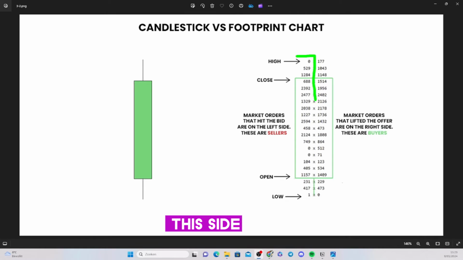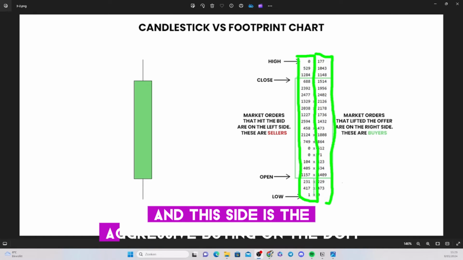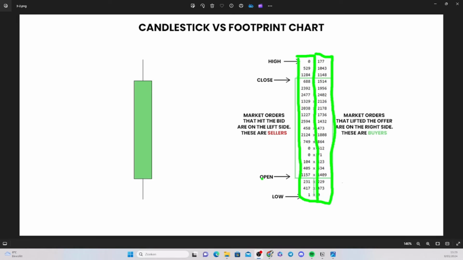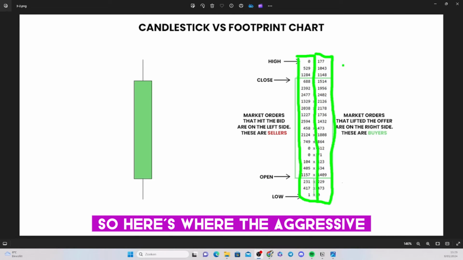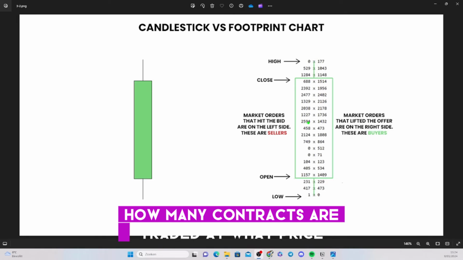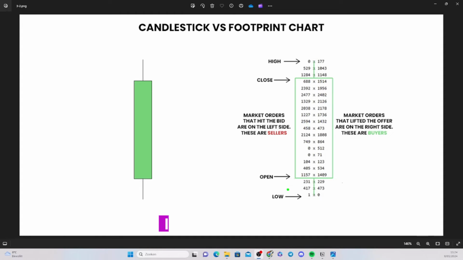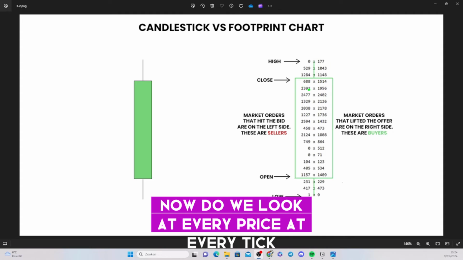This side is the aggressive selling, and this side is the aggressive buying. On the DOM we have the passive buying and selling. So here's where the aggressive selling and buying happens. So we can see exactly how many contracts are traded at what price. It is very simple. Now, do we look at every price at every tick?